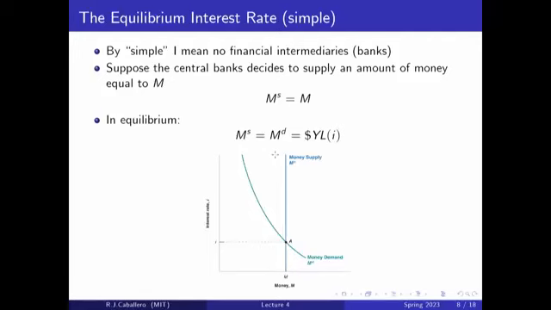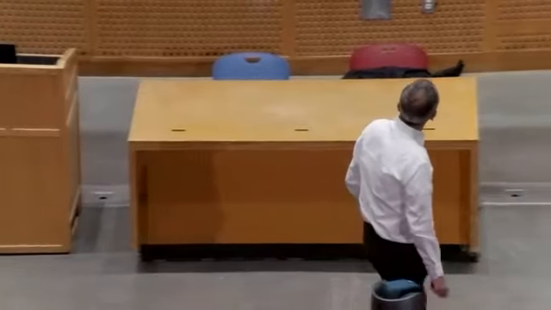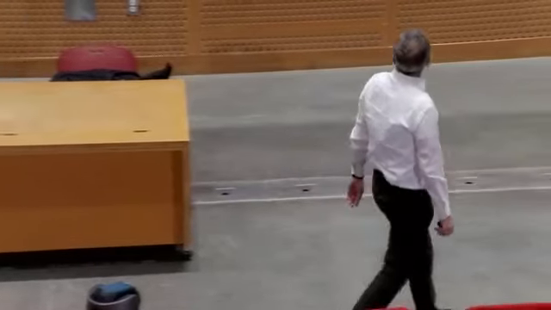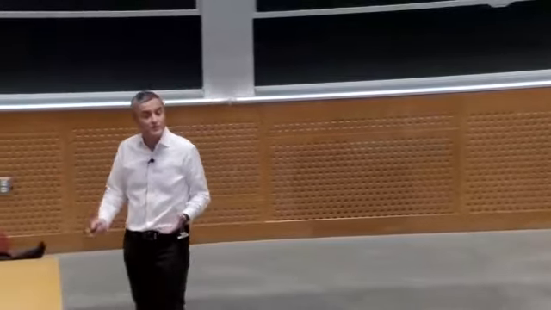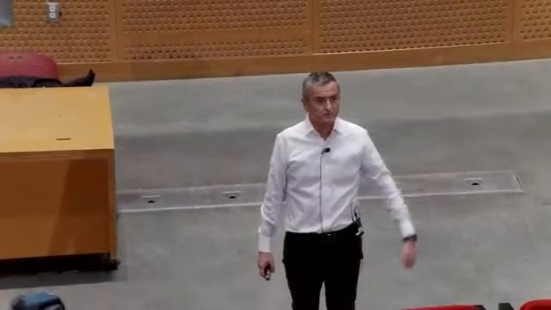So let's now determine the interest rate, and I'm going to do it in the simplest possible model first. By simplest, I mean here in particular, no banks, no intermediaries. There's only a central bank and people. Suppose the central bank decides that it wants to offer $M to the economy. This is the way monetary policy used to be conducted.